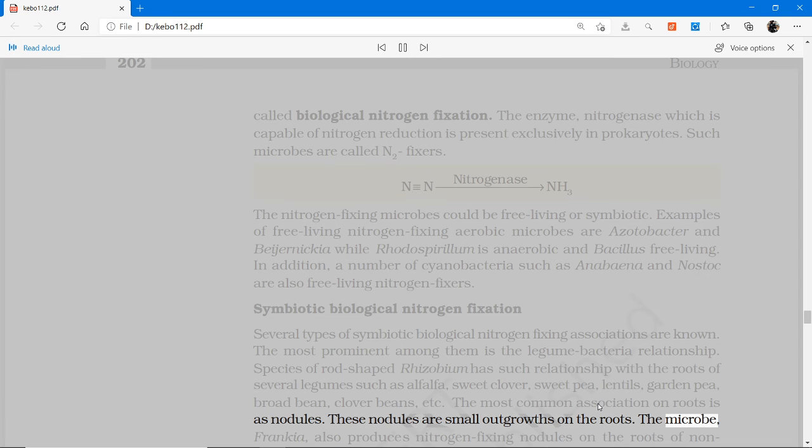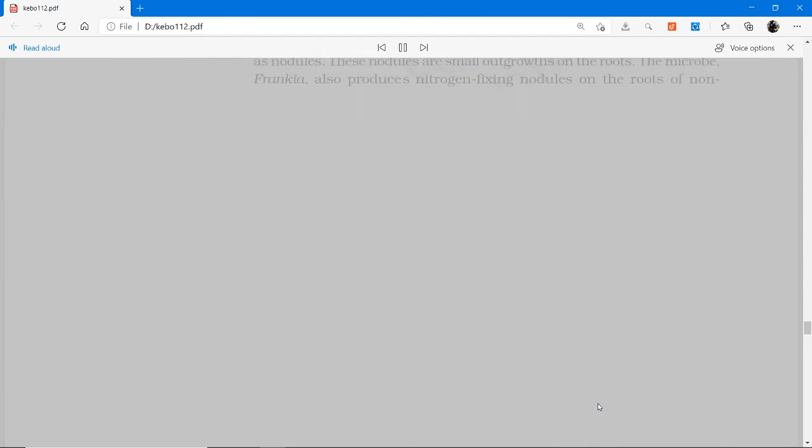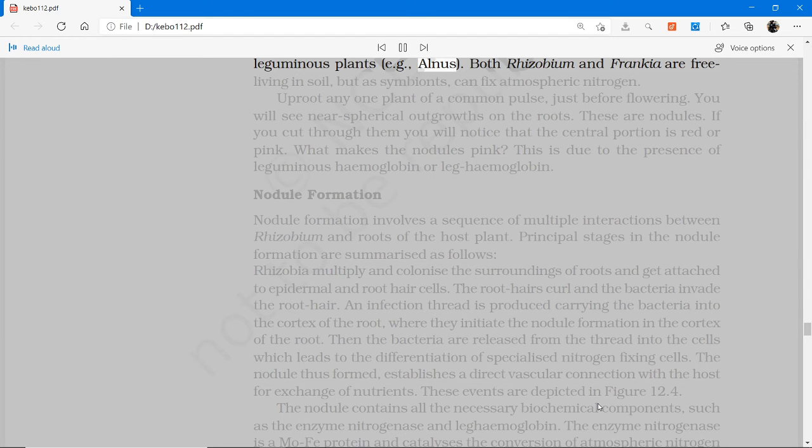The microbe Frankia also produces nitrogen-fixing nodules on the roots of non-leguminous plants, for example Alnus. Both Rhizobium and Frankia are free-living in soil, but as symbionts, can fix atmospheric nitrogen.